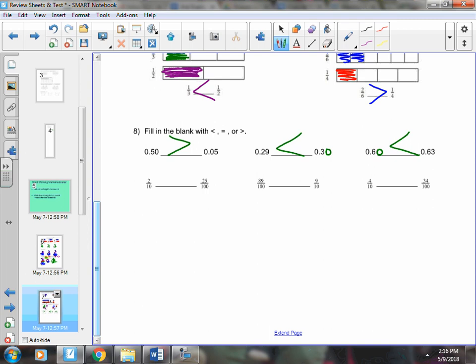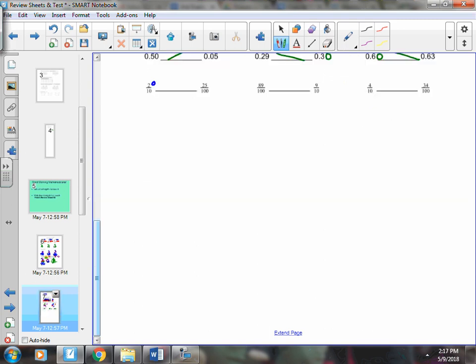Down at the bottom, remember, if the denominators are not the same, make them the same. If I multiply the top by 10 and the bottom by 10, 2 tenths is the same as 20 hundredths, right? 2 strips is the same as 20 little units. And now it's easy to tell which one's bigger. Again, multiply the top and bottom by 10. 90 hundredths is bigger than 89 hundredths. And the last one, 40 hundredths is bigger than 34 hundredths.